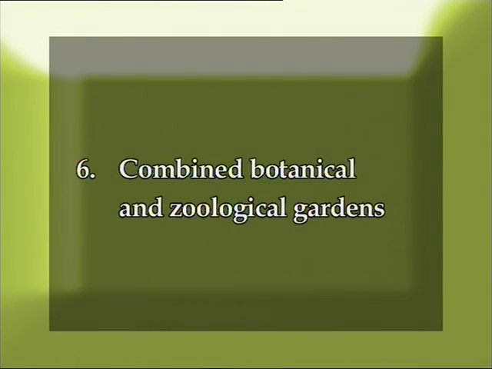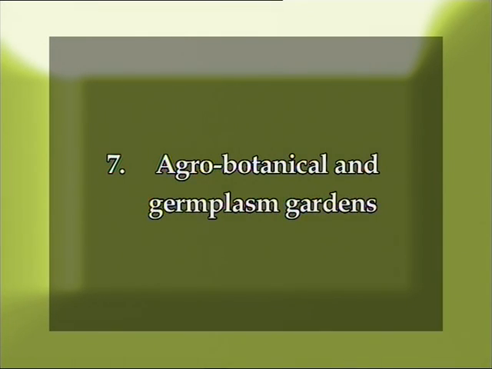Number 6, combined botanical and zoological gardens are currently reassessing the roles of their botanical collections. Plant collections are being researched and developed that provide habitats for the displayed fauna, and interpretation of these habitats to the general public is an important element. Number 7, agrobotanical and germplasm gardens function as an ex situ collection of plants of economic value or potential for conservation, research, plant breeding and agriculture.